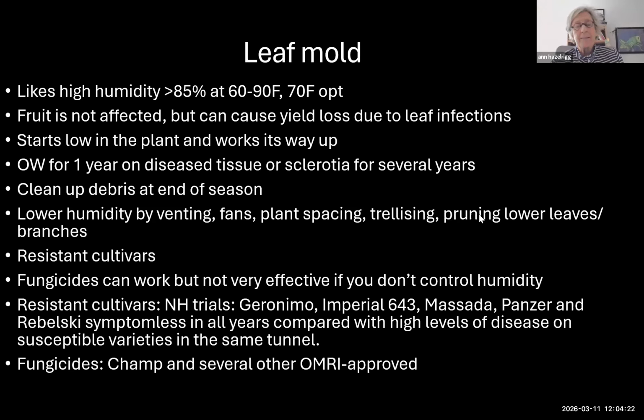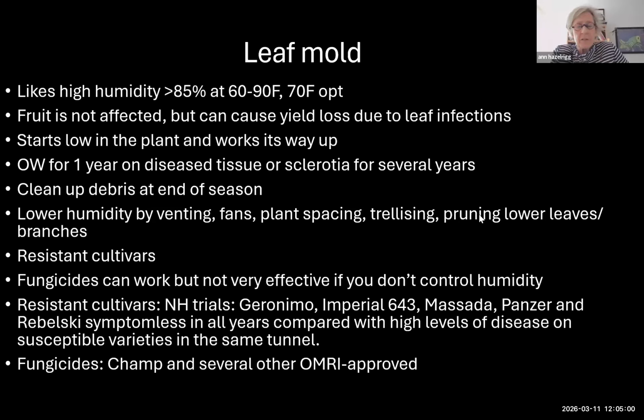The most important thing is to get that humidity down. Do anything you can to get it below that 85%, which isn't always possible if it's 100% humidity outside and raining, but venting, fans, plant spacing, and trellising help. You can prune those lower leaves up to the first cluster. And resistant cultivars are out there for leaf mold, so choose the right cultivar to avoid the disease. Fungicides can work, but they're not very effective if you don't control the humidity. You're just wasting money and time and effort.